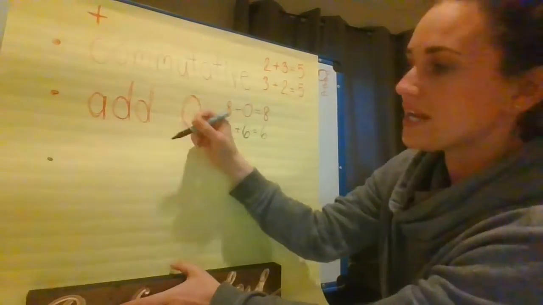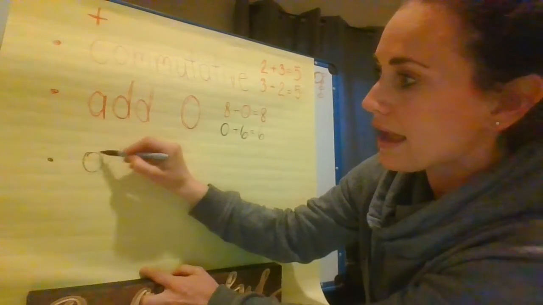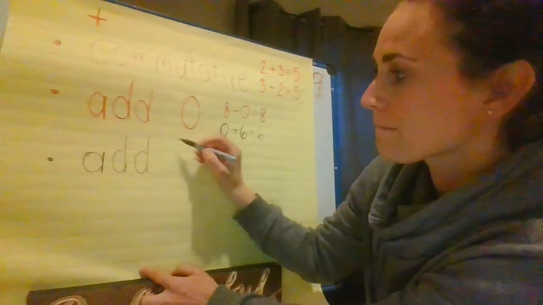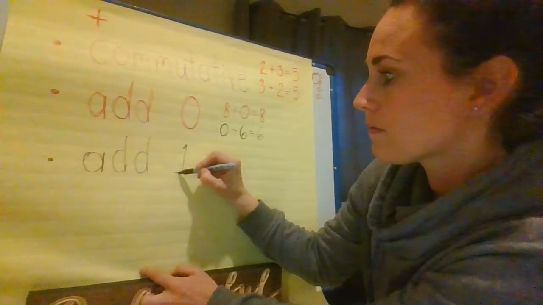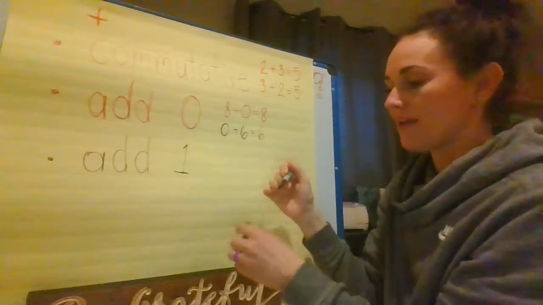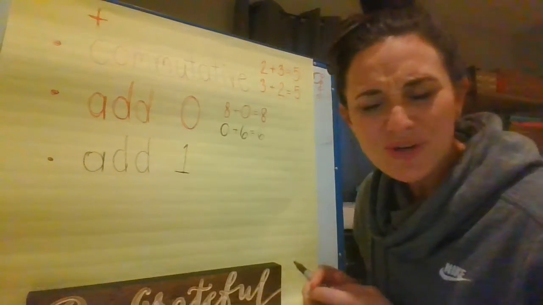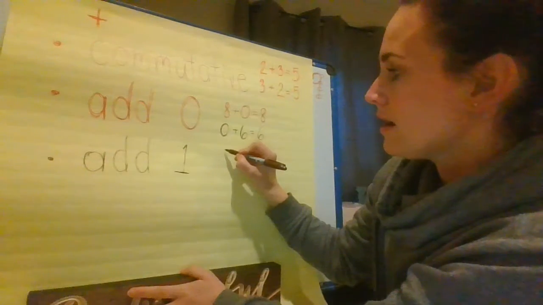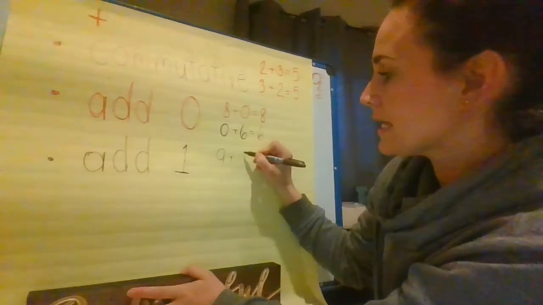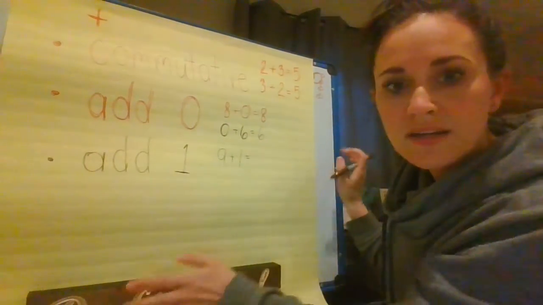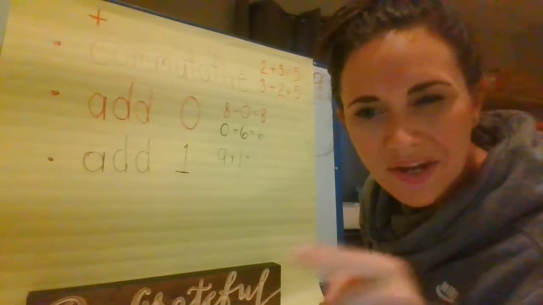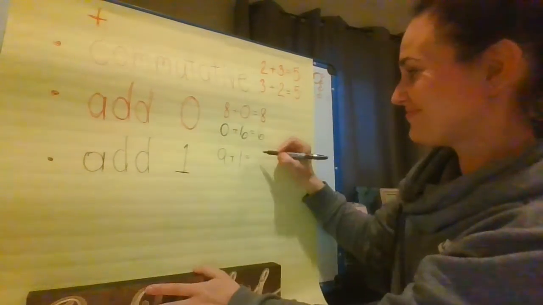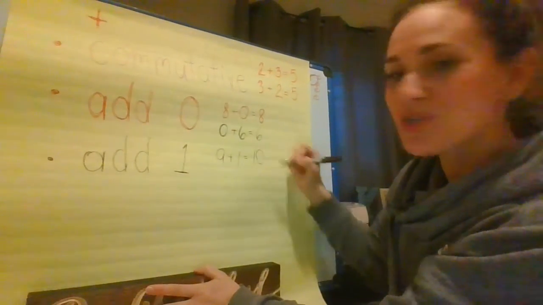All of this is addition, and this is going to be when we add 1. When we add 1. And that is so easy too. You're going to be like, oh my goodness, I know exactly what to do. It looks like this. 9 plus 1 equals, I'm going to give you a clue. What's the number after 9 when we count? 10. That's all you do when you add 1.